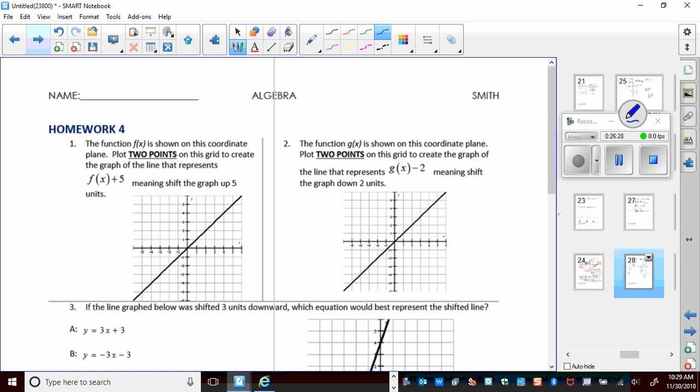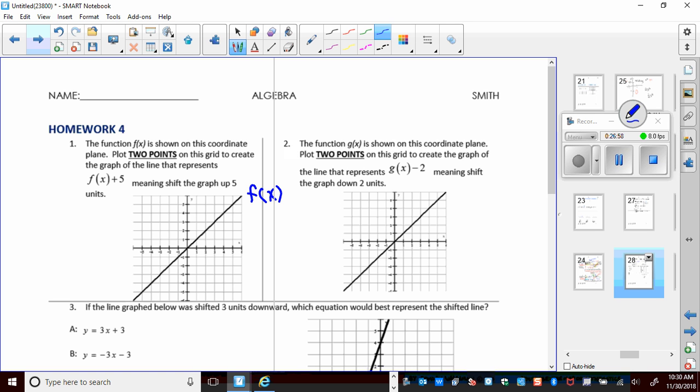So it says the function f of x is shown on the coordinate plane. Does anybody know the name of this line? Says the function f of x. It is called f of x. We don't have an equation for it. It's called f of x. It's very important that you understand that.